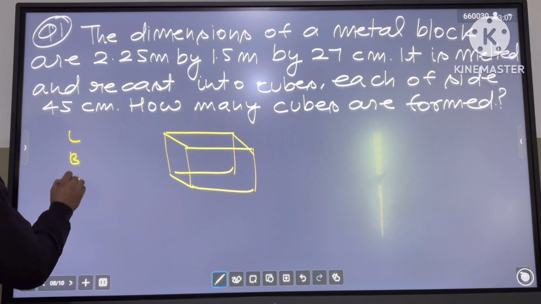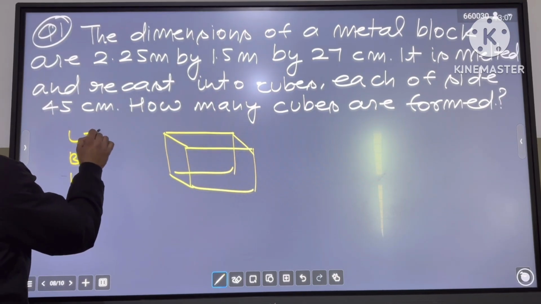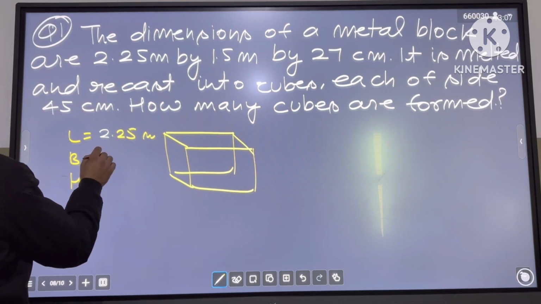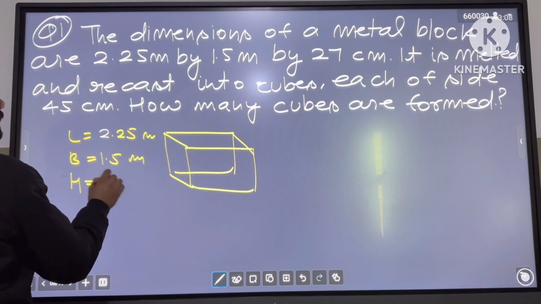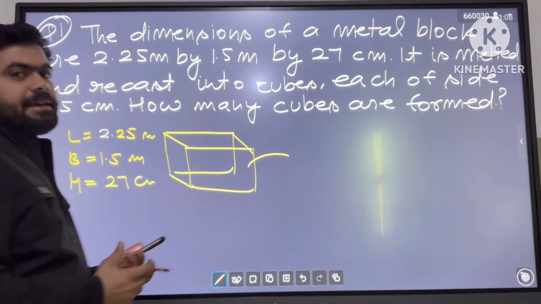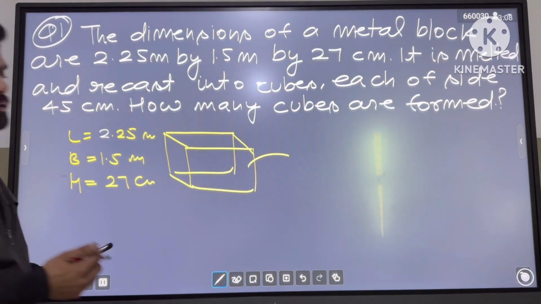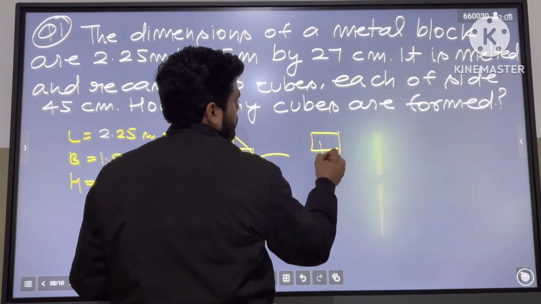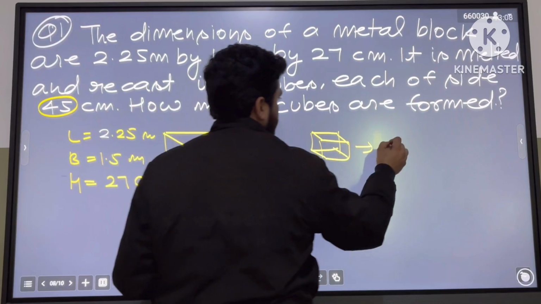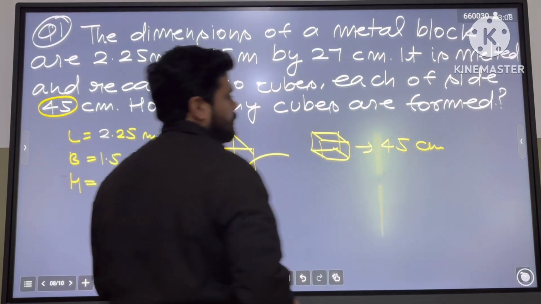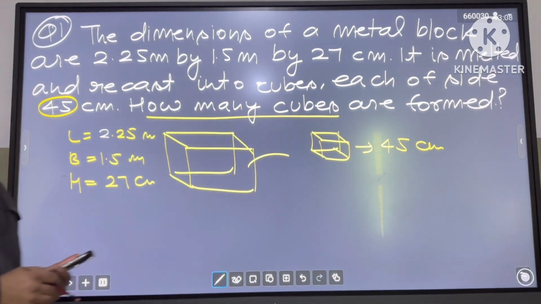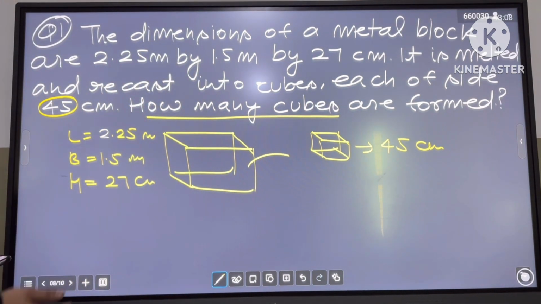Length, breadth, and height are 2.25 meter, 1.5 meter and 27 centimeter. It is melted, इसको मेल्ट किया गया, and recast into cubes, छोटे-छोटे क्यूब बना दिए, and the side of this cube is 45 centimeter. So what is the formula for the number of cubes? तो हमें फाइंड करना है कि how many cubes are formed, कितने क्यूब बने हैं, ठीक है?